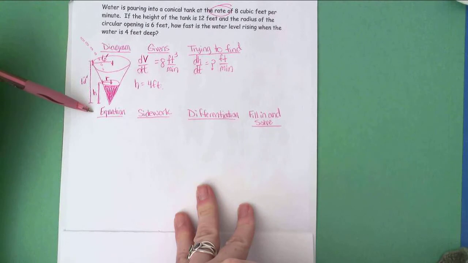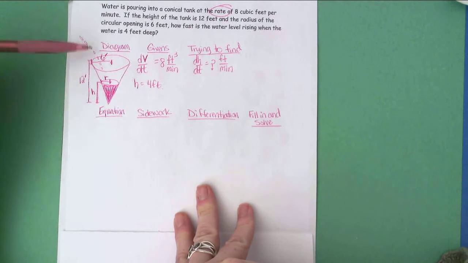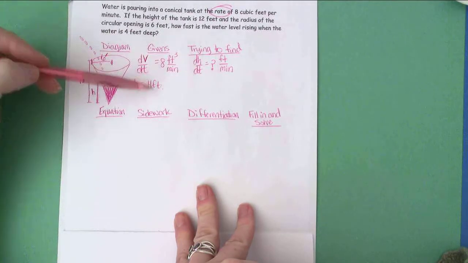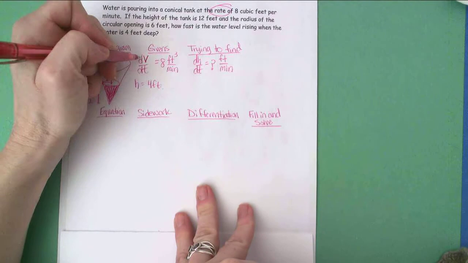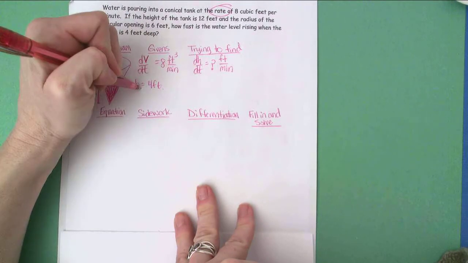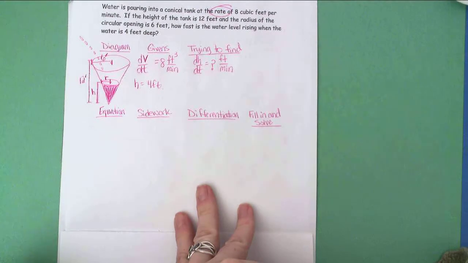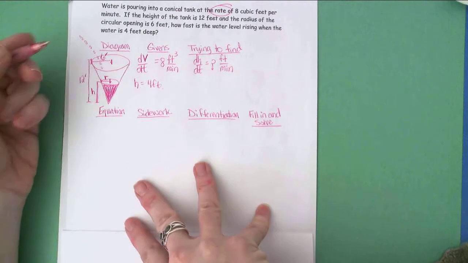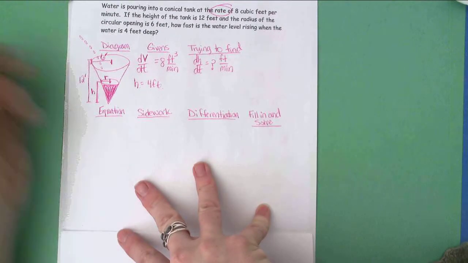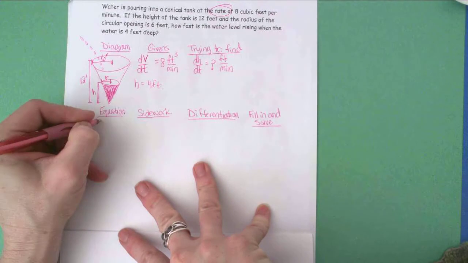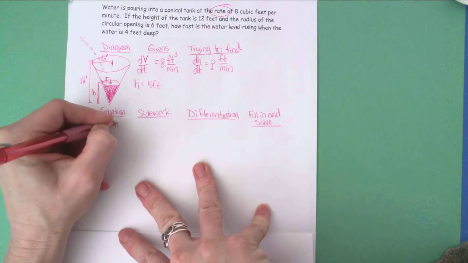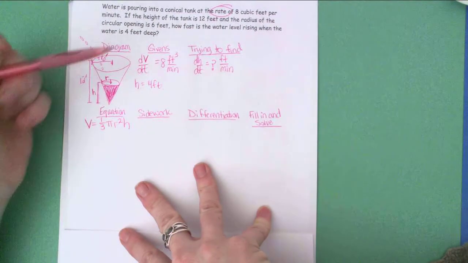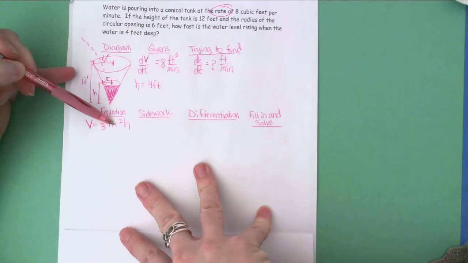Okay, so now we need to write an equation. The equation must involve the diagram and the variables that are in these two sections. Well, what I see is V's and H's. Time, don't worry about. That'll come into play when we implicitly differentiate. Well, V's and H's, the only relationship I can think of would be the volume of a cone. So the equation for the volume of a cone is V = 1/3 π r² h. And I love that because there's my h, there's my V. I have one problem. This r, I'm not liking that at all.